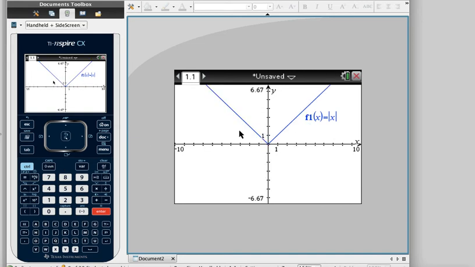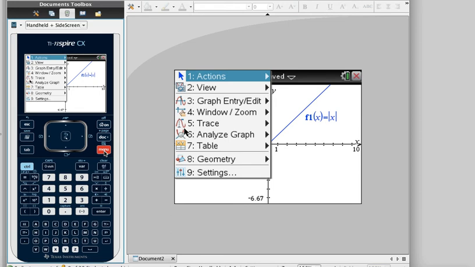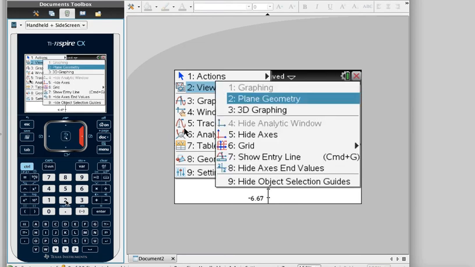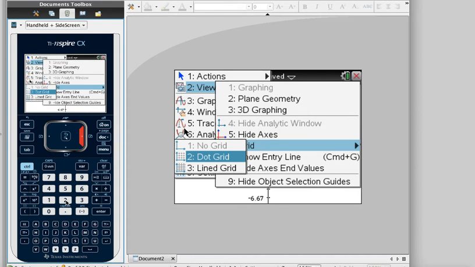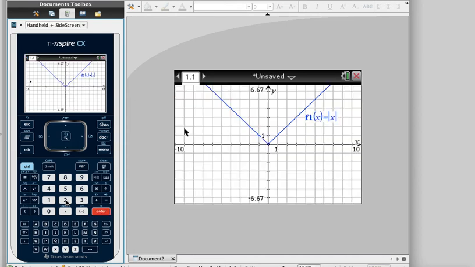Now, if you want to see where they cross the different points on the grid, you can hit Menu, you can select View, you can select Grid, and if you want a line grid or a dot grid, it's up to you. I'm going to choose line grid. And so now I can see what it would look like on paper, on graph paper.